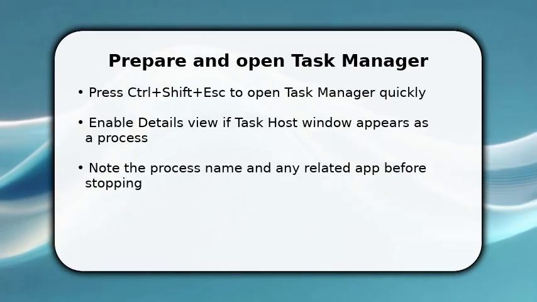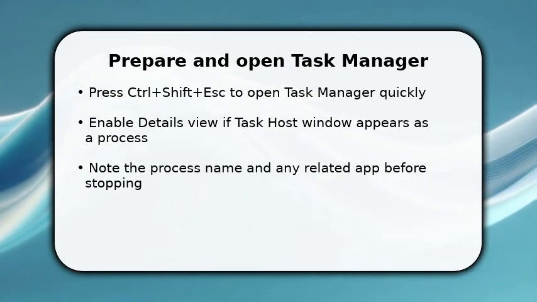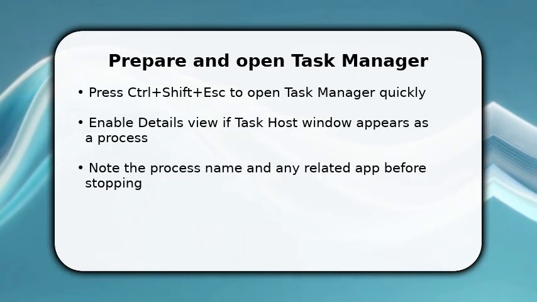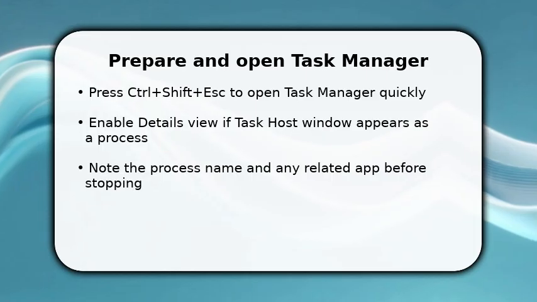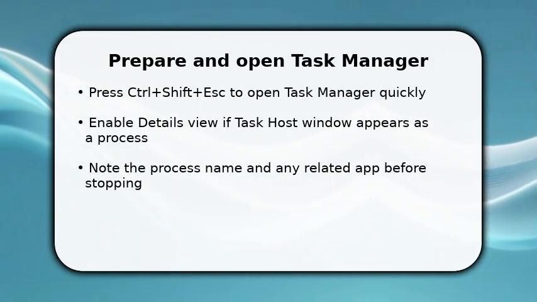You start by opening Task Manager with Ctrl plus Shift plus S so you can act immediately. Once open, switch to Details to see the task host or related processes. This reveals the exact name you'll stop and any child processes. Make sure to save any unsaved work in the apps listed, otherwise you'll risk data loss.